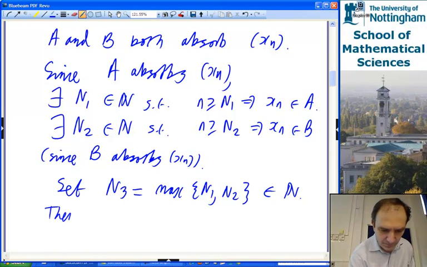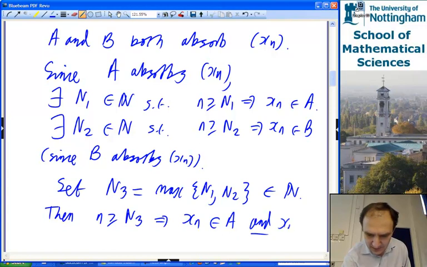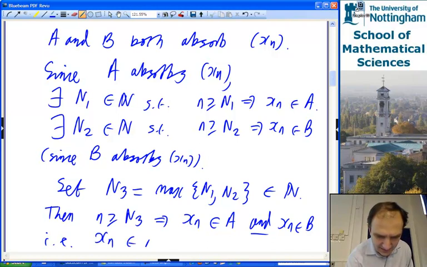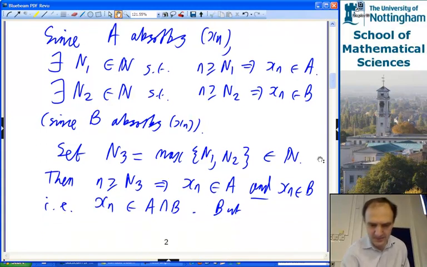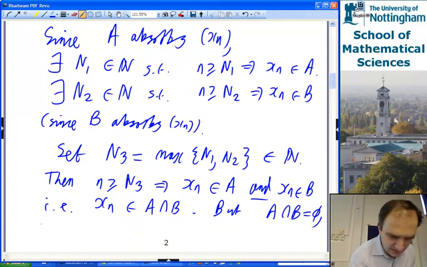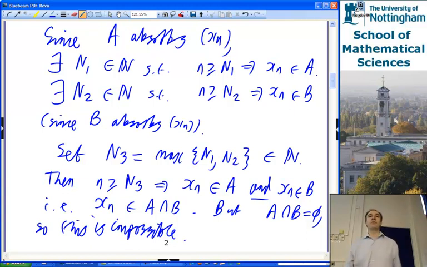Then n greater or equal to N3 implies xn is in A and xn is in B. Or in other words, xn is in A intersection B, which is empty. A intersection B is empty, so this is clearly ridiculous. So this is impossible. This contradiction proves the result.